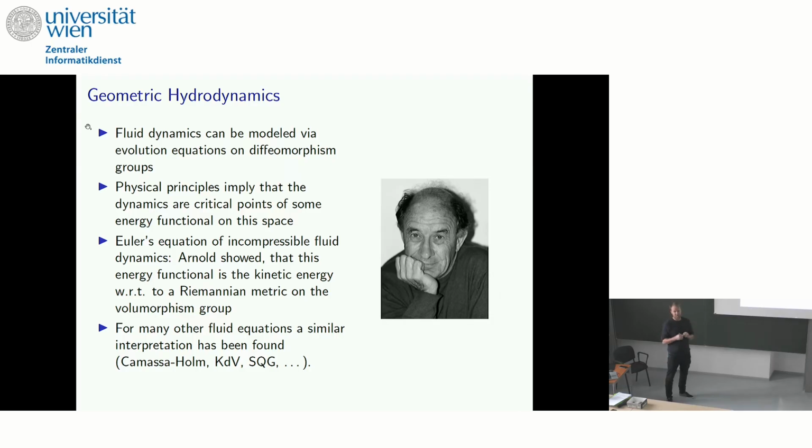Namely, I take the diffeomorphism group or the volume diffeomorphism group and I equip it with its natural L2 kinetic energy, which can be interpreted as a Riemannian metric. I calculate its geodesic equation, and if I write it down in Eulerian coordinates, I get exactly the incompressible Euler equation. After Arnold, a similar observation has been found for many other fluid equations. Just to mention some, the Camassa-Holm, the KdV, Burgers, more recently the SQG and the whole beta SQG family. So there's really a whole multitude of different equations that can be interpreted in this setting.